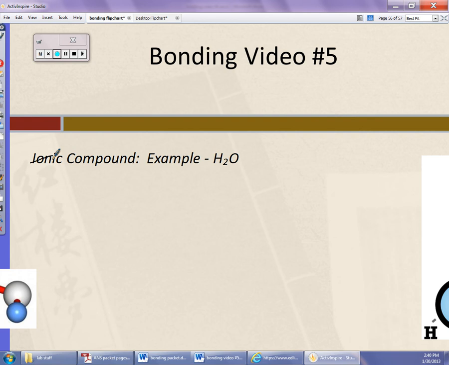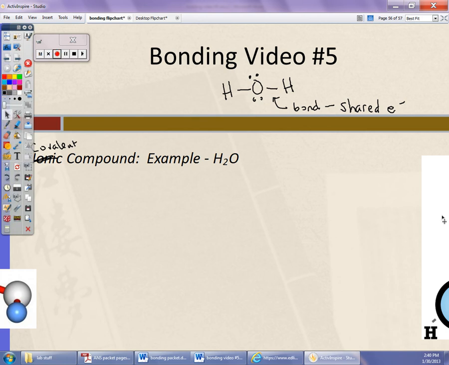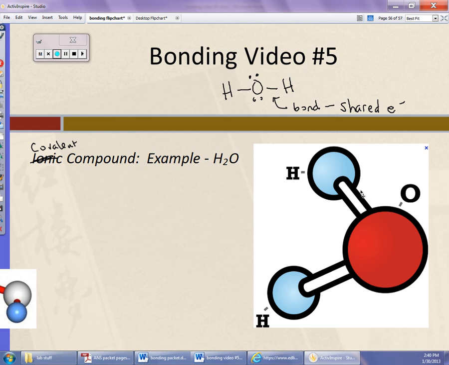Now this is different from covalent molecules. Covalent molecules, that should say covalent molecule, would be an example like water. In this case, your bond has shared electrons. The orbital from oxygen has to overlap with the orbital from hydrogen so they can share. As a result, you get a molecule with a very specific bond, and it does not repeat.